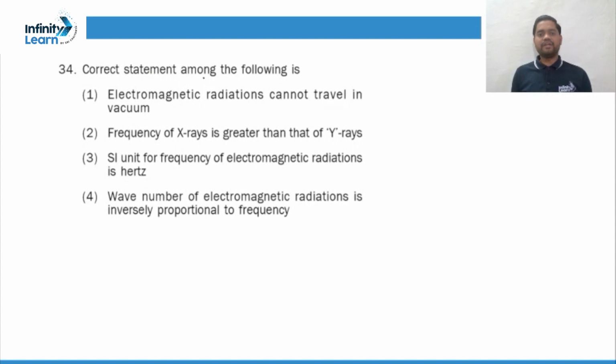34. The correct statement among the following is, electromagnetic radiation cannot travel in vacuum. Wrong statement. Frequency of X-ray is greater than the frequency of gamma ray. Wrong option, because it is smaller. SI unit for frequency of electromagnetic radiation is Hertz. True. Right answer is 3.